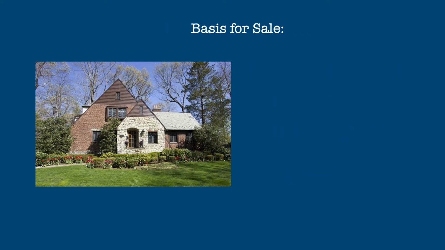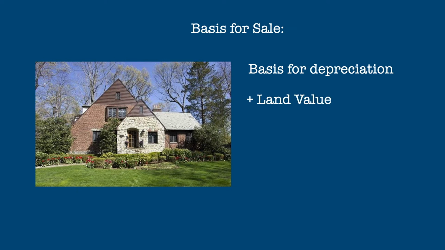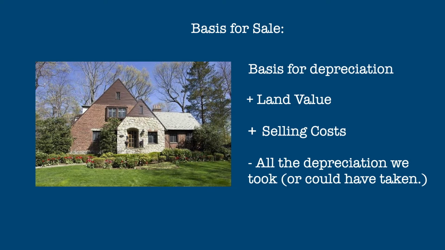To determine the basis of the property when we sell it, we have to adjust it further. First, we add back in the value of the land. Next, we add all the costs involved with selling the property. This can include closing costs, real estate commissions, and any money we had to put into the property to prepare it for sale. When that's done, we subtract all the depreciation we took, or could have taken, on the property for the entire time the property was in service.